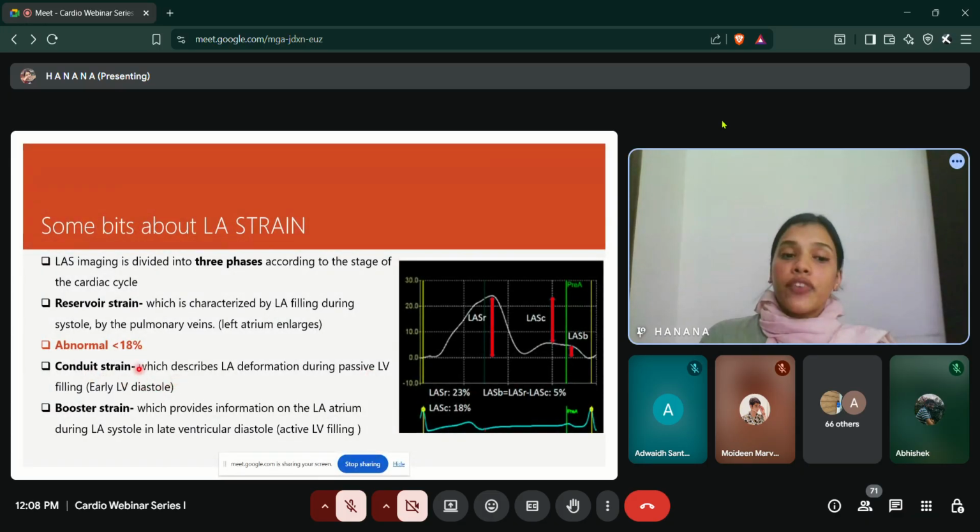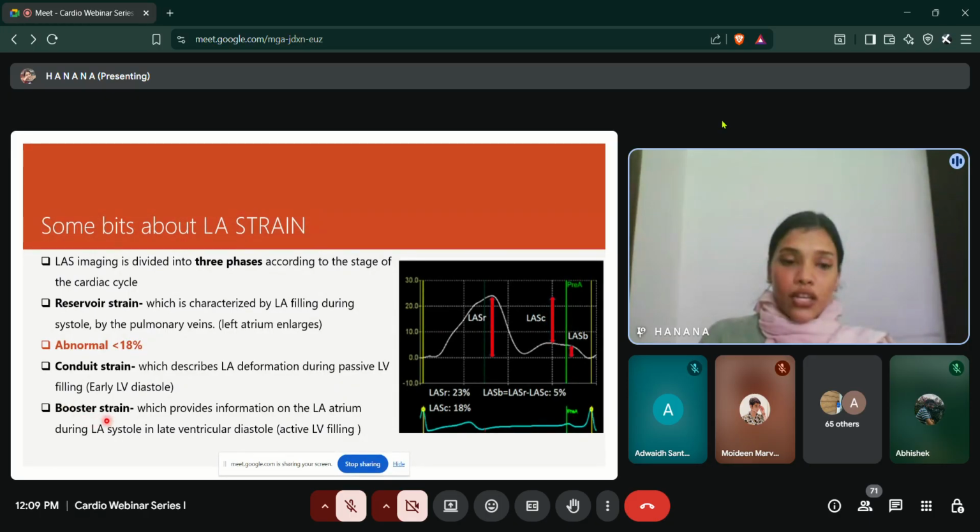Conduit strain is the phase which happens during the early LV diastole, where the atrial rapid filling, the E wave, happens. In early rapid LA diastole, the LA deforms and passively fills the LV. The blood goes passively because of the pressure difference from the atria to the ventricle. So the LA strain is lowered because the blood in the LA is going out into the left ventricle. So the deflection is coming back downwards. This phase is called the left atrial strain during the conduit phase.